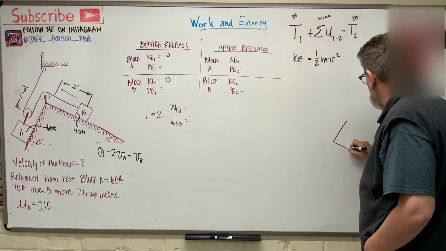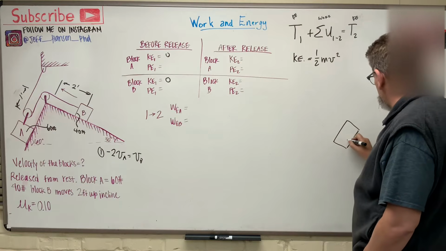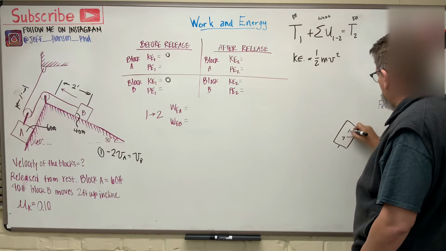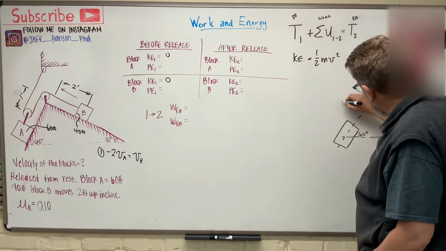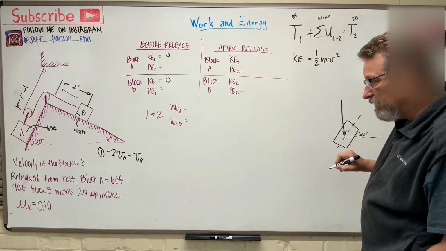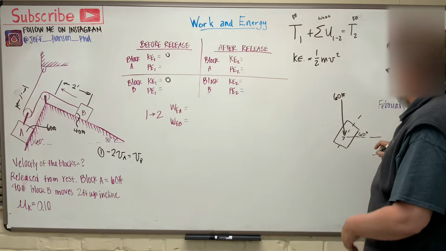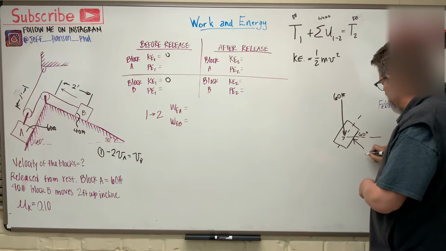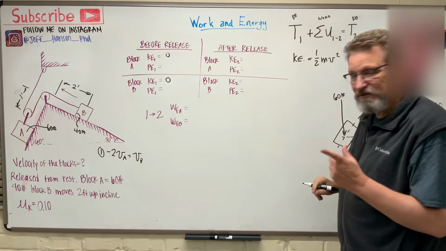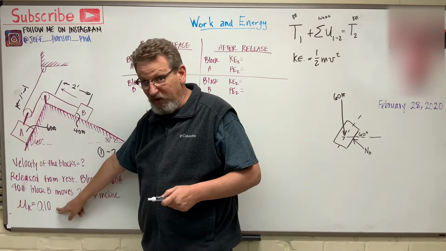Okay, here's block A. And let's see what's going on in block A. They tell us that this is 60 degrees. Okay. And what do I have here? Block A has a weight of 60 pounds. Okay. It has a normal from the hill there, normal for A. Now, it has friction. There is friction on this hill. They tell us that the kinetic coefficient of friction is 0.1.